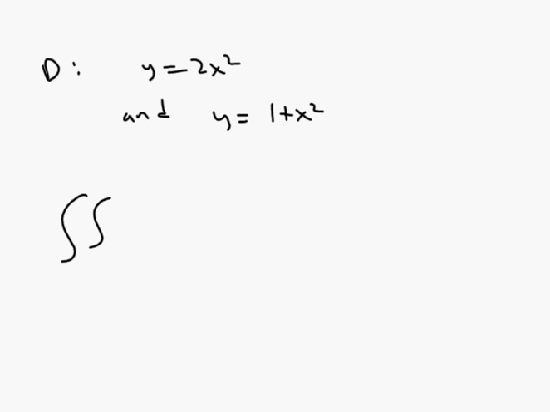So here we go. Let's start a new one. Suppose there's a region D. It's a good region to think about. It's bounded between y equals 2x squared and y equals 1 plus x squared. So we have a region D that's bounded by those two things. And we say, what's the double integral over the region D of the function x plus 2y dA?